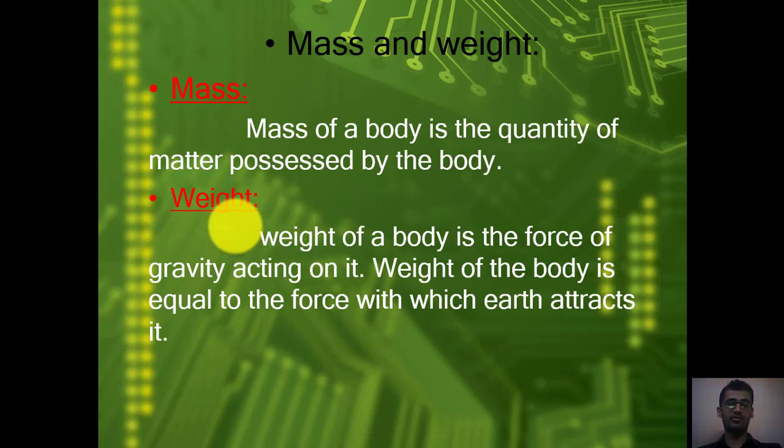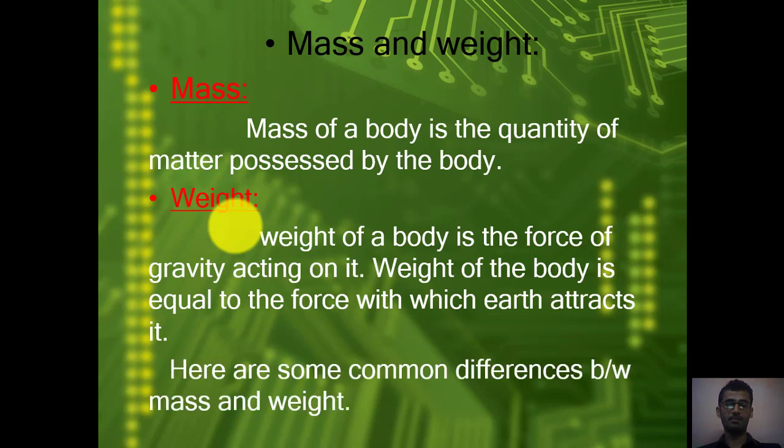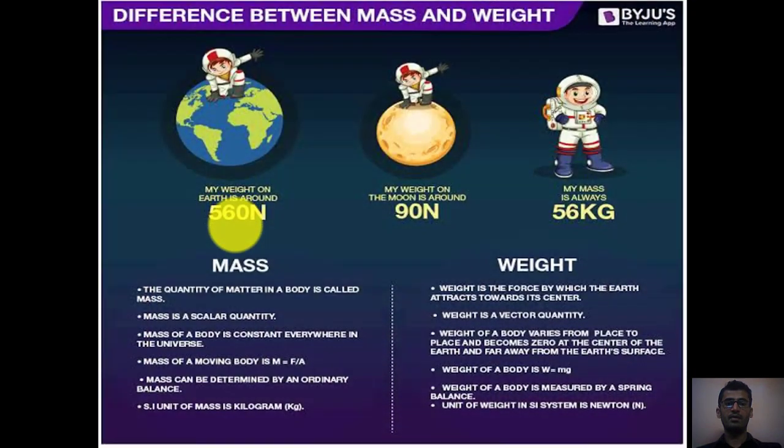Here are some common differences between the mass and weight. We can see with the help of a diagram. Difference between mass and weight. First of all, coming to mass. The quantity of matter in a body is called mass, while weight is the force by which the earth attracts any object towards its center. Mass is a scalar quantity, while weight is a vector quantity.